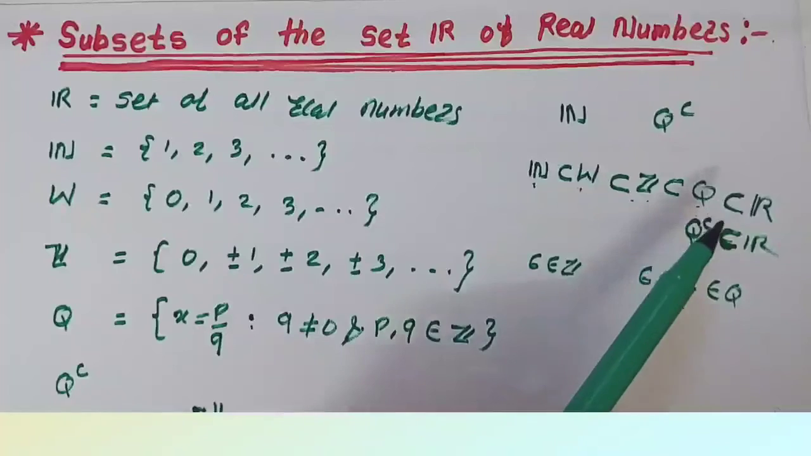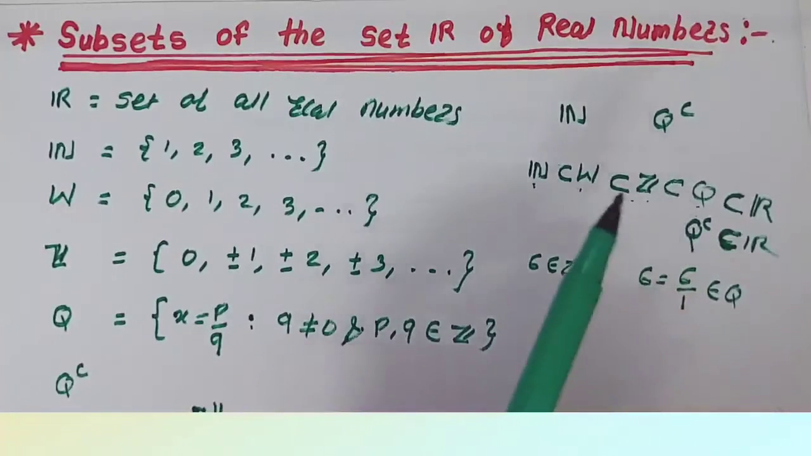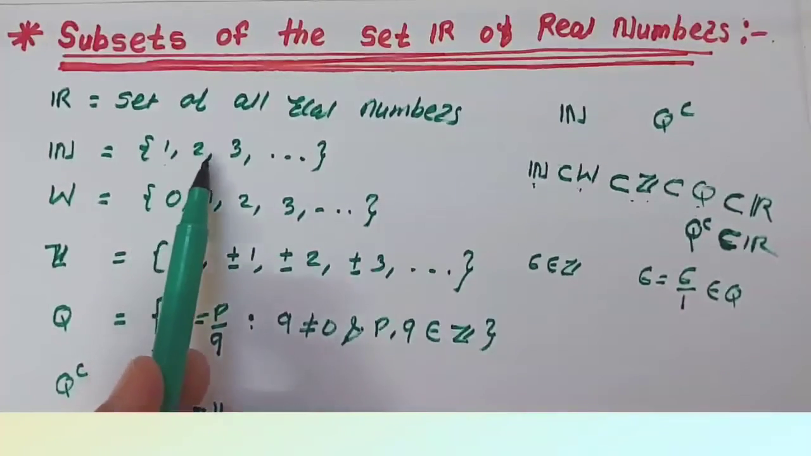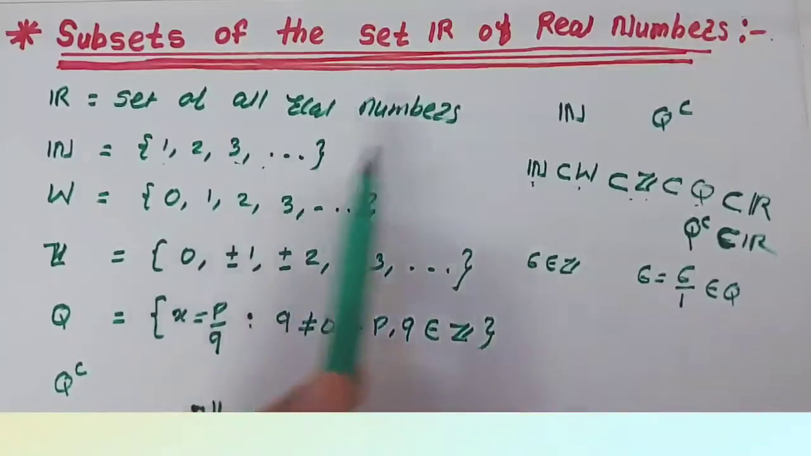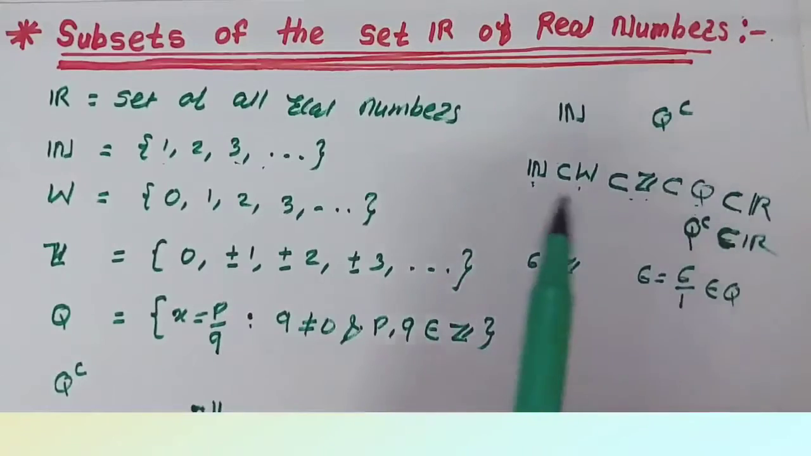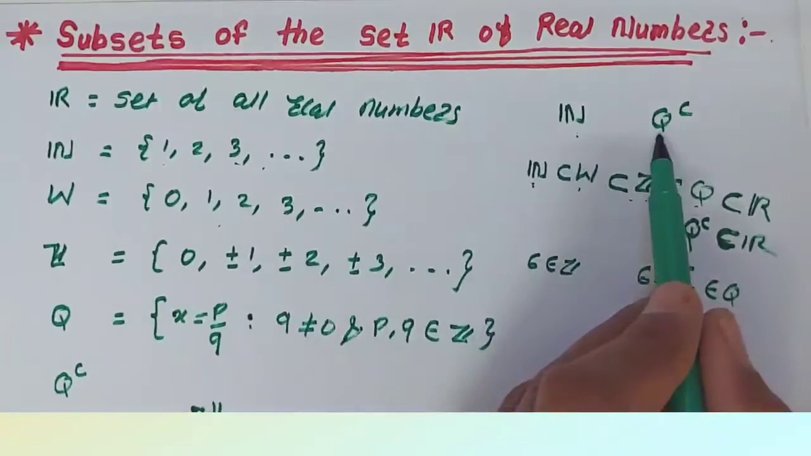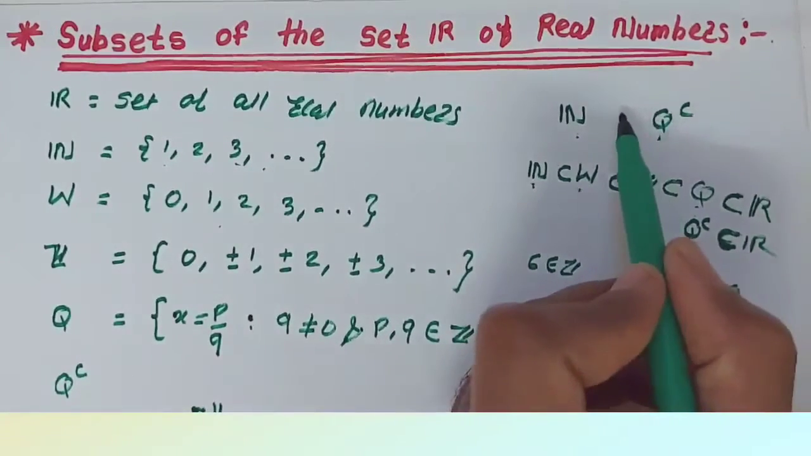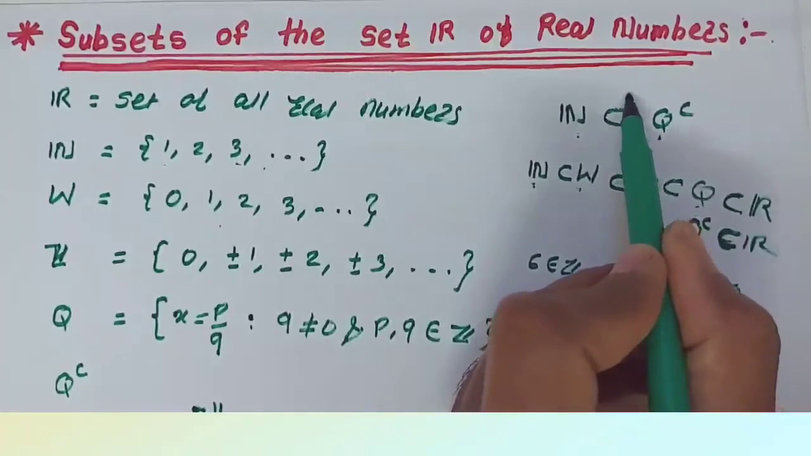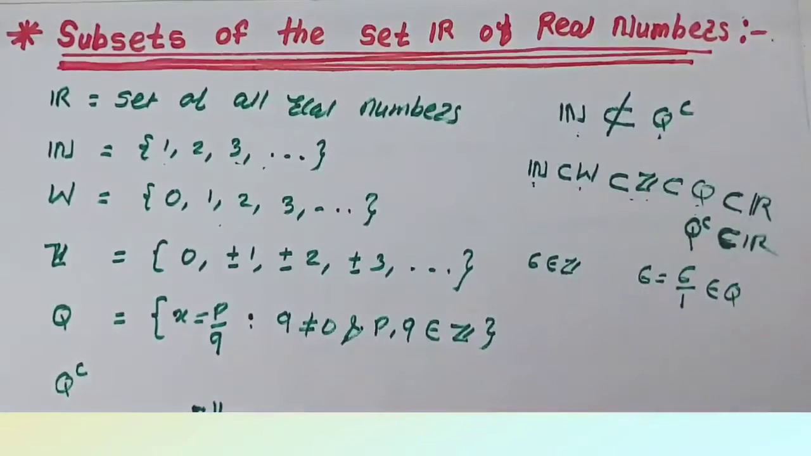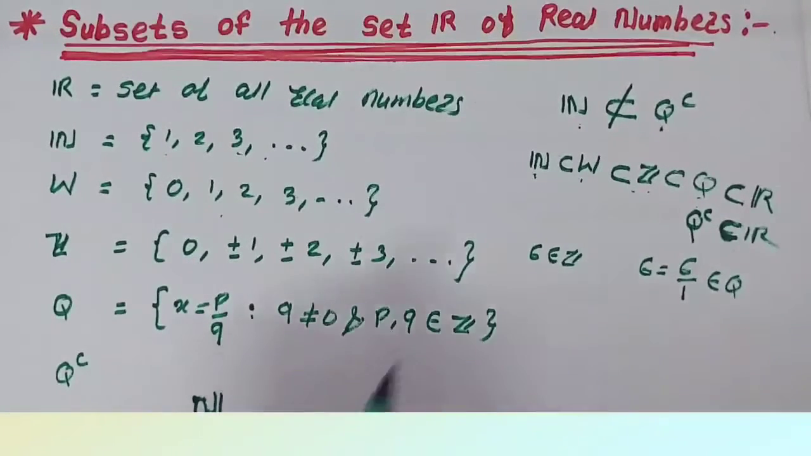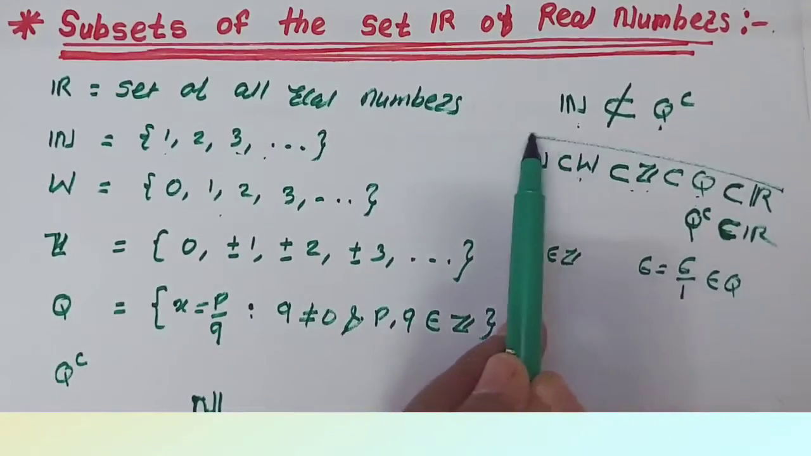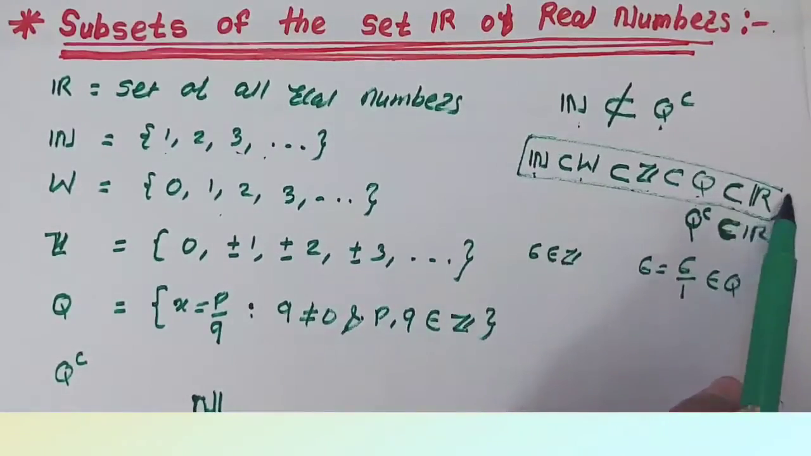If it is a rational number, that means it is not irrational. So these numbers 1, 2, 3 belong to the set of rational numbers; they do not belong to the set of irrational numbers. So every element of the natural numbers is not contained in Q complement, so the set of natural numbers is not a subset of Q complement, that is, not a subset of the set of irrational numbers. और ये रिलेशन भी याद रखो, because this relation is very important.